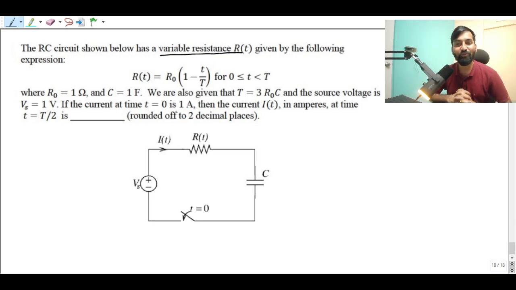So why have they given this initial current? So that you can find the constant, because if you are going to solve the differential equation, you will certainly encounter some constant when you derive the expression for current. Then the current i(t) in ampere at time t equal to T by 2 is asked. It means they are asking at t equal to 3 by 2, that is 1.5, and you have to round it off to two decimal places. So this was a very good question, and let us solve this question.